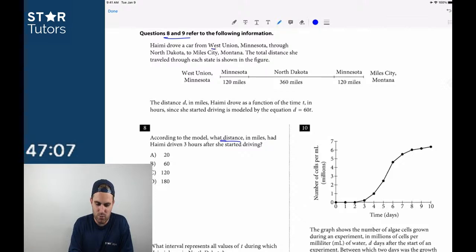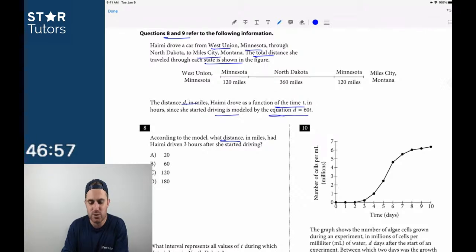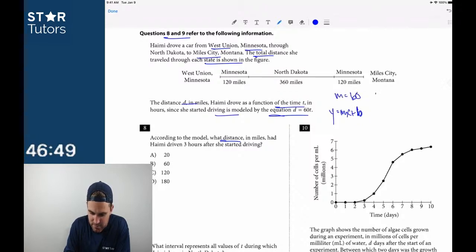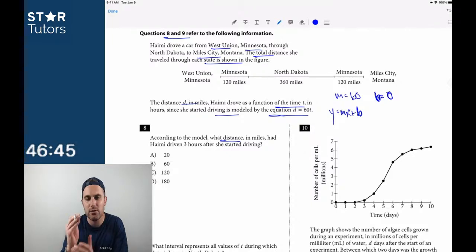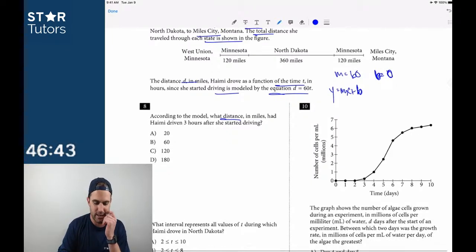Jaime drove a car from West Union, Minnesota, through North Dakota to Miles City. The total distance he traveled in each city is shown in the figure below. Okay, distance d in miles, driven as a function of time t since she started driving is modeled by the equation d equals 60t. Anytime you see this, this is just a y equals mx plus b equation, where m equals 60 and b is equal to 0. So always look out for linear equations is what I'm getting at.